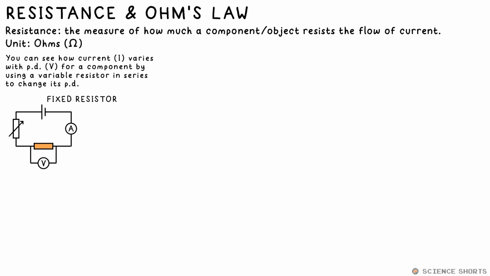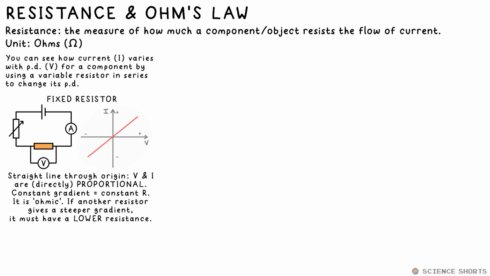In fact, doubling one doubles the other, so we can say that PD and current, or V and I, are directly proportional. Drawing a graph of these two makes a straight line, and if we turn the battery round, we can get negative values for both too, but still a straight line through the origin. This straight line has a constant gradient, and that shows that the resistor has constant resistance. We say it's ohmic. The steeper the gradient of this line, the lower the resistance of the resistor, as more current is flowing at any voltage.